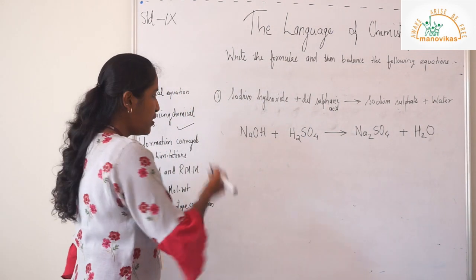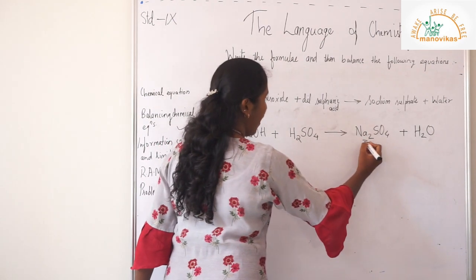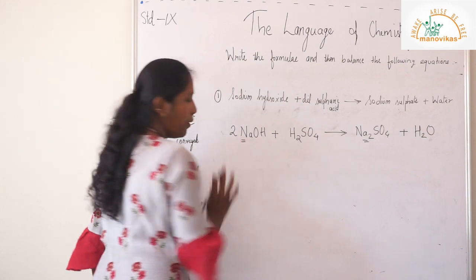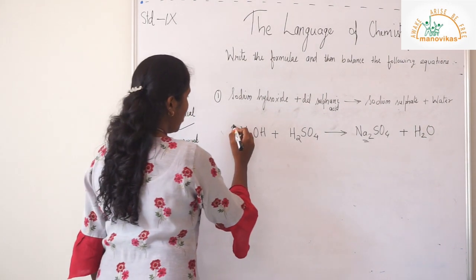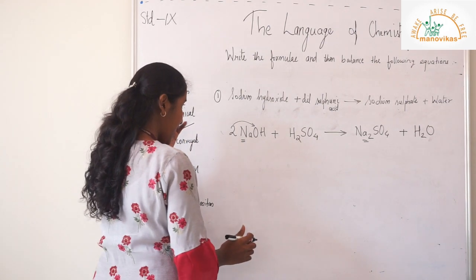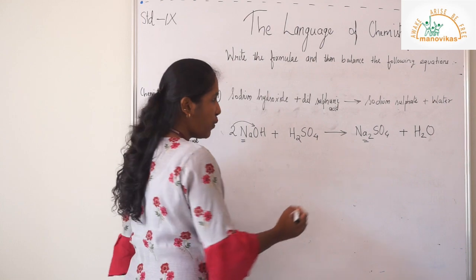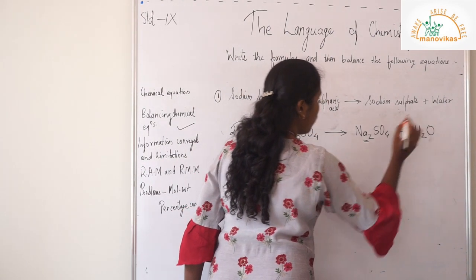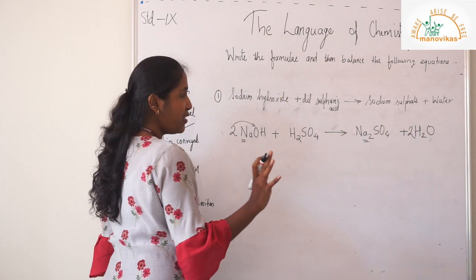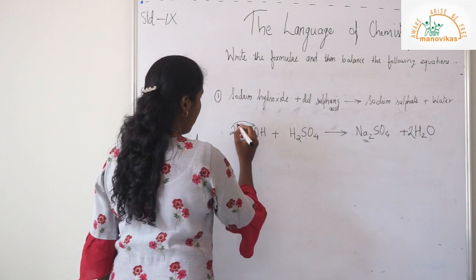So now we'll start balancing. Na over here is 1 and here you have 2. So I'll put 2 over here. So now sodium is balanced. Let's check for oxygen. Oxygen is 2 plus 4, which is 6. And here you have 4 and here you have 1. So what will I do? I'll put 2 over here. Let's check. You have 4 and 2. Oxygen is 6. So this side also it is balanced. That side also it is balanced.